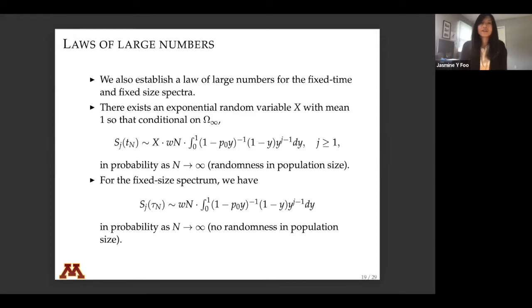Okay, so we also wanted to establish some laws of large numbers for the fixed time and fixed size spectra, so that we can apply the expected spectrum results to understand the evolutionary history of individual tumors' SFS. And in particular, we find that as n goes to infinity, this fixed time spectrum converges in probability to its mean multiplied by X, an exponential random variable with mean 1. And the fixed size spectrum has the same limit except for the X, which of course captures the variability in the tumor size at time t_n.